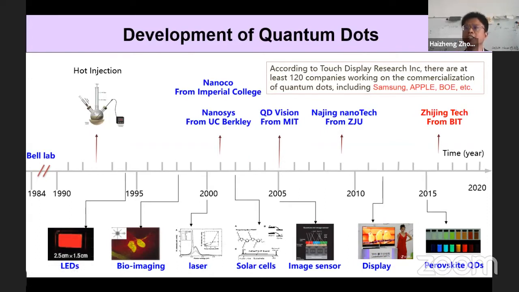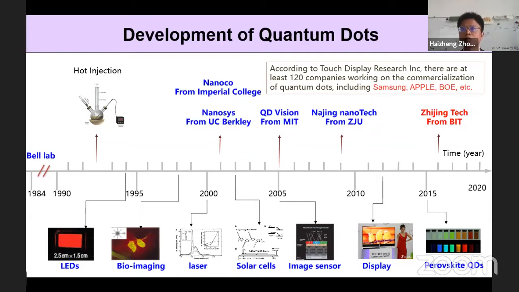2012, and now they have become a very large market. According to the touch display research, there are at least 120 companies working on the commercialization of quantum dots, including Samsung, Apple, BOE and TCL, and among them, several companies were founded from universities.